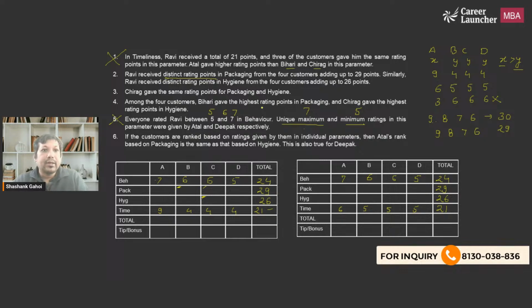Okay. Now, this point. Among the four customers, Bihari gave the highest rating point in packaging. Okay. So this value should be 9. Now Chirag cannot be 9. Right? Because Chirag cannot be 9. Okay. So this is what we are getting.